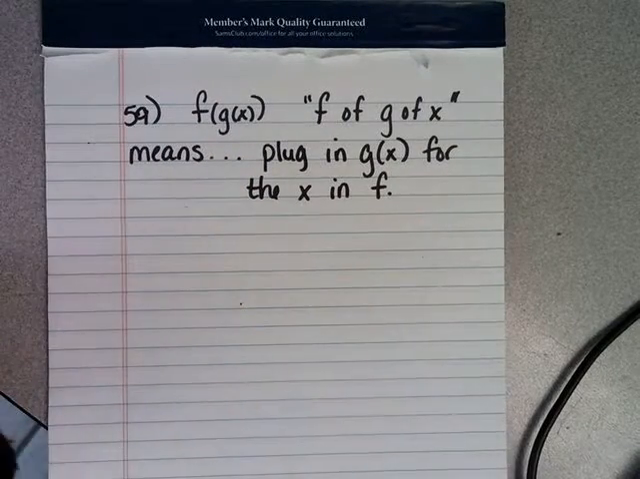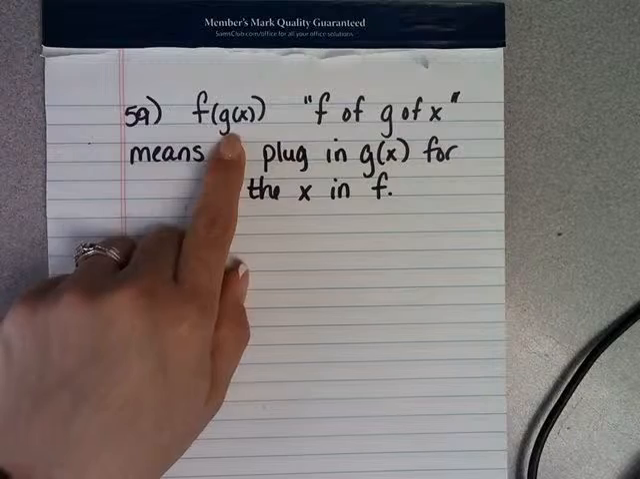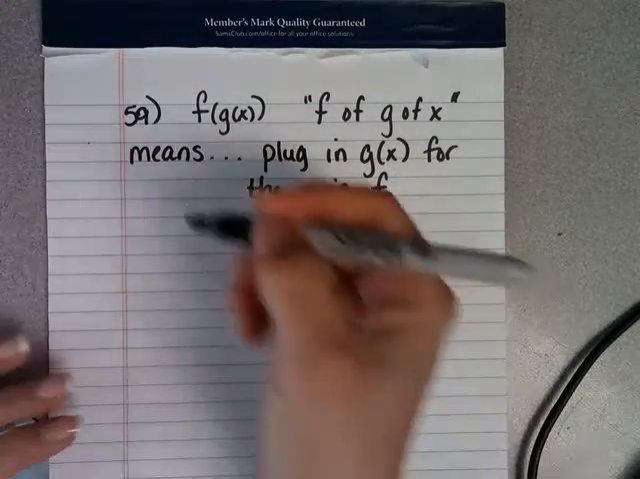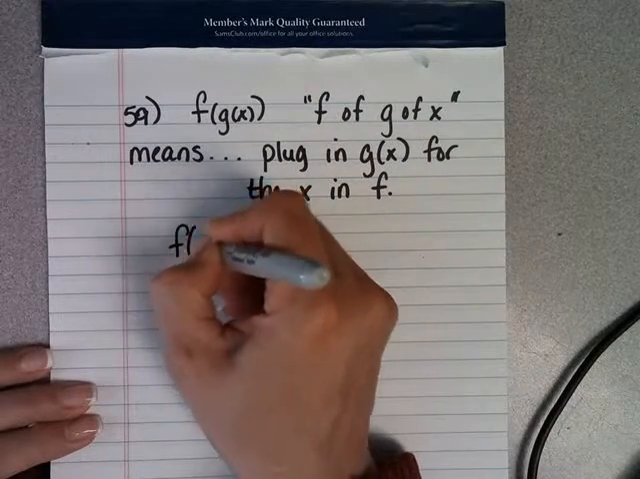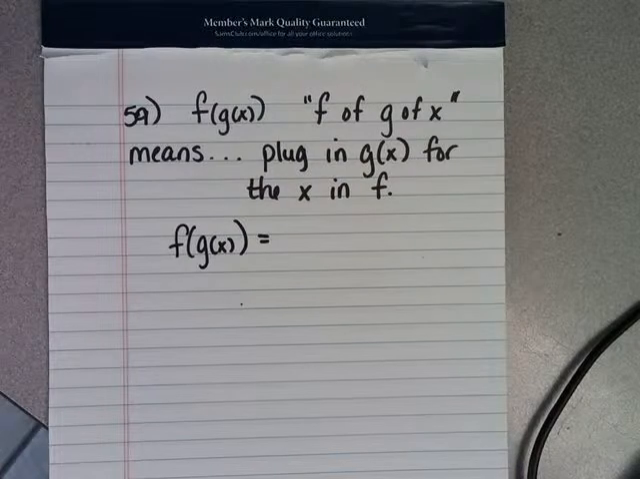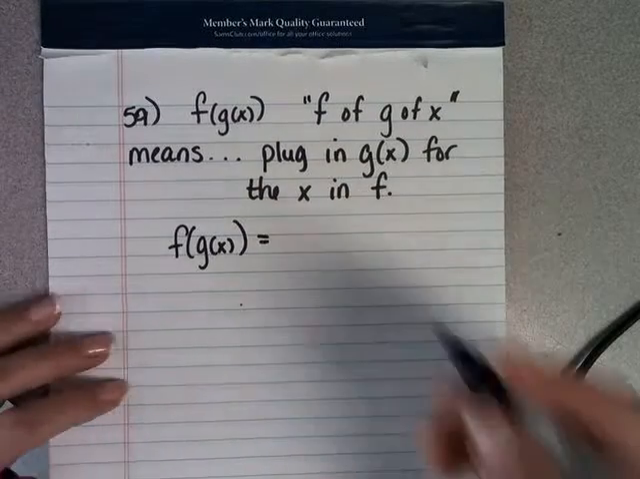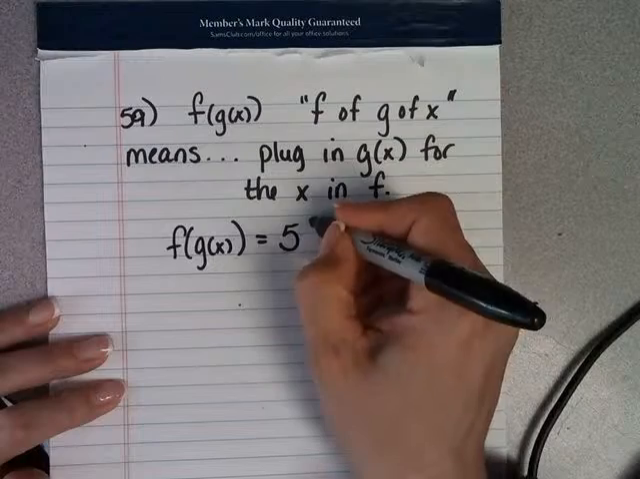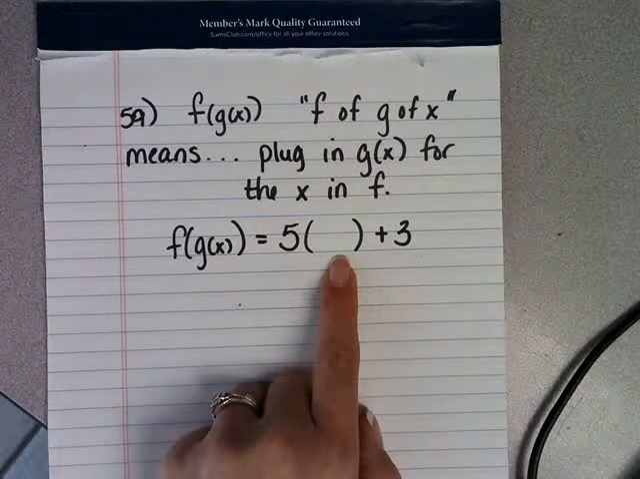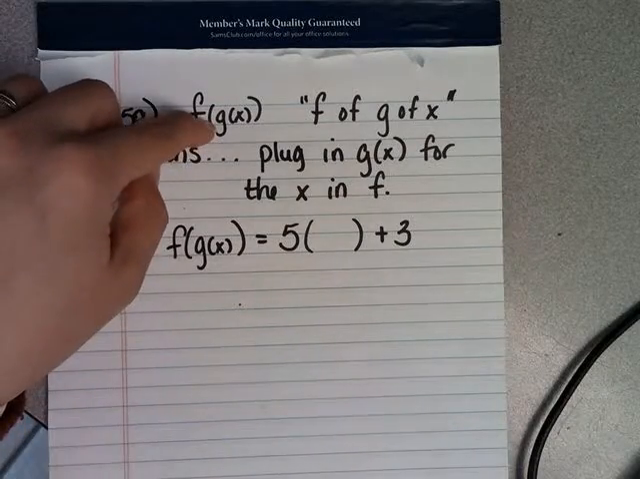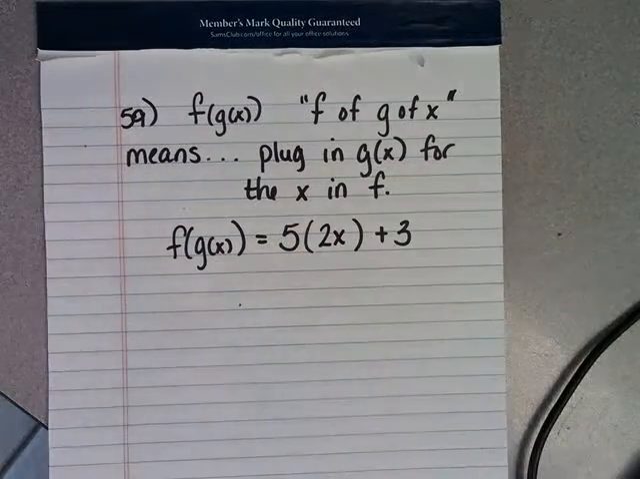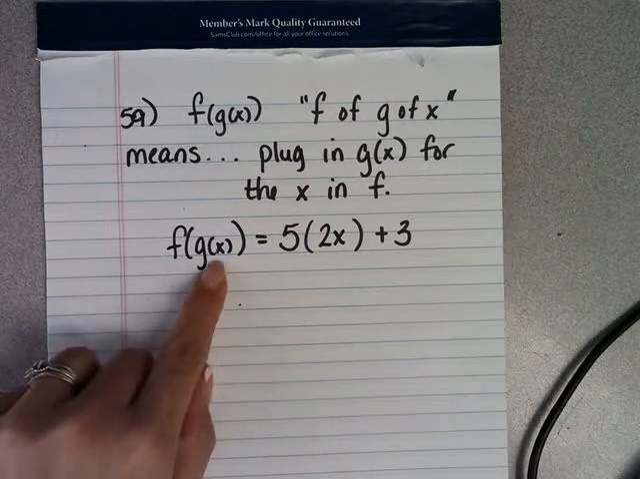Work your way inside out. Take your G of X and plug it into F. So like Davon said, take your F of X. So F of G of X. The equation you're going to use is the F, 5x plus 3. But you're going to take the X out, and what are you going to put in place of the X? G. And what is G? 2x, right? 2x. Y'all see? You took your F and plugged G in.